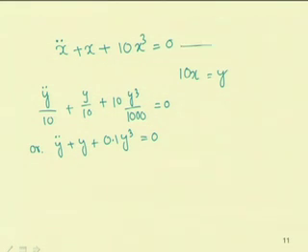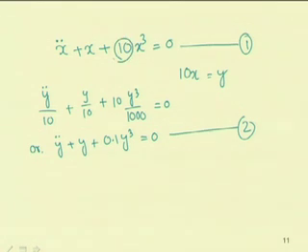So, both the forms are identical. Here the equation is x double dot plus x plus 10 x cube equal to 0, but in the second case I have written an equation which is y double dot plus y plus 0.1 y cube equal to 0. So, the coefficient 10 I have replaced by 0.1.